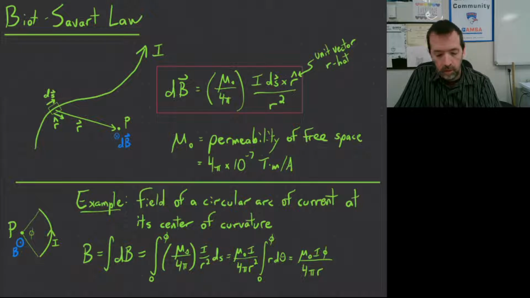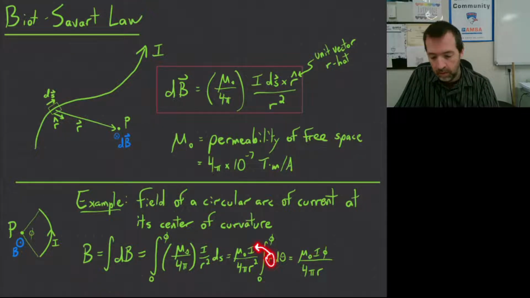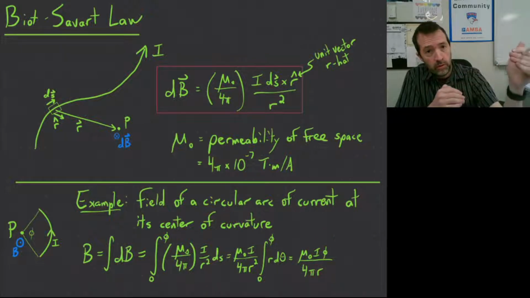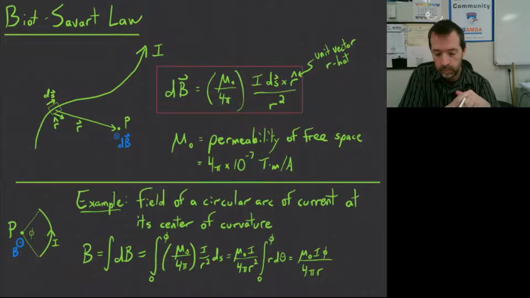But the r also is independent of theta, so that comes out. And so I'm basically just integrating d theta from 0 to phi. And the result is this. So unsurprisingly, it depends on how much current, it depends on the size of the arc, and this works up through a full circle, 2 pi. And it depends on the radius, because the bigger the radius is, the further away the current is from the field point that you're trying to calculate.